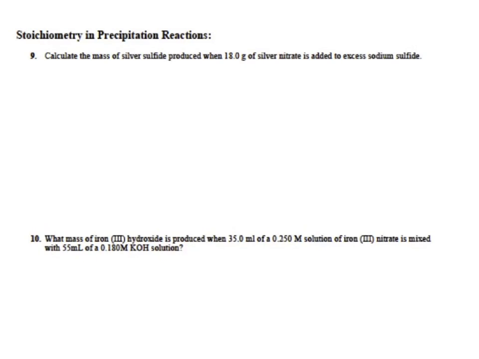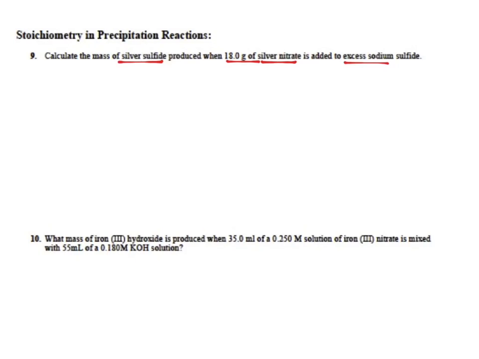Okay, so stoichiometry and precipitation reactions. All we're doing is we are going to stoich this out and figure out how much of our solid can be made. So first of all, the question says, calculate the mass of silver sulfide produced when 18 grams of silver nitrate is added to excess sodium sulfide.